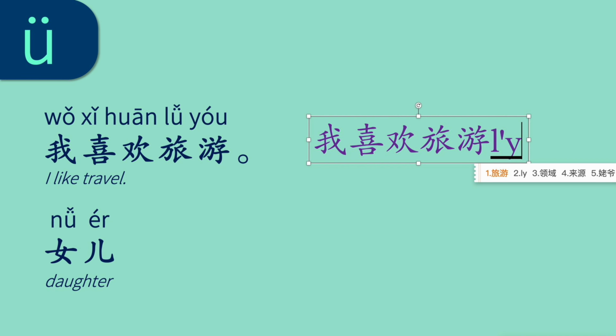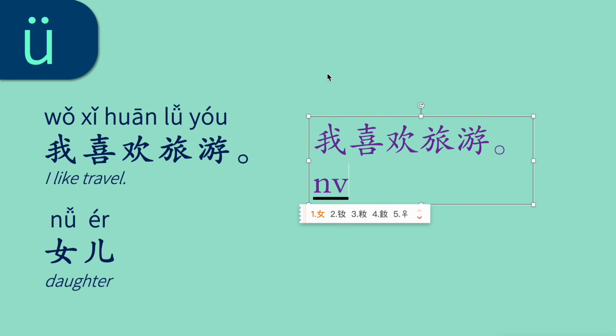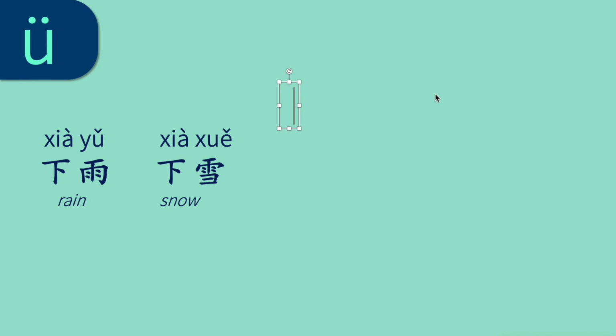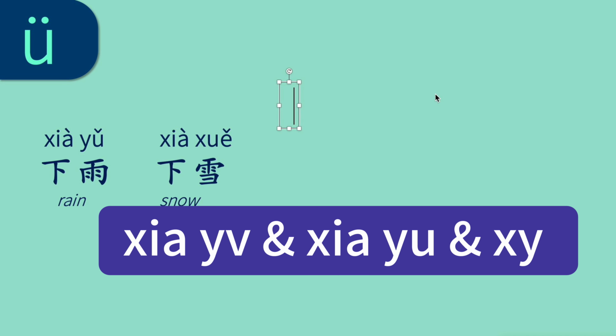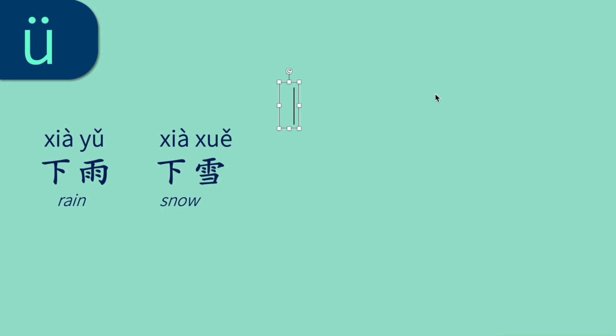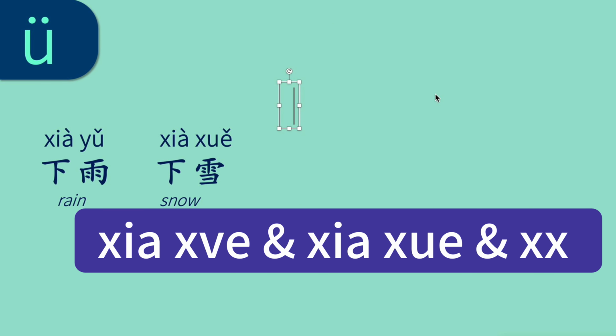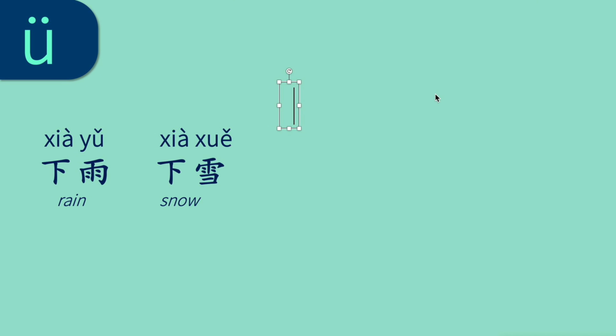More examples. 下雨, 下雪. The yu in these two vocabularies all removed the dots. In this situation, you can use both. 下雨, 下雪, you can type as x u e. You also can type as x v e.